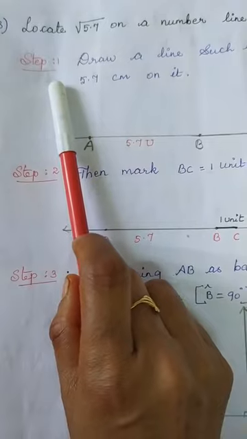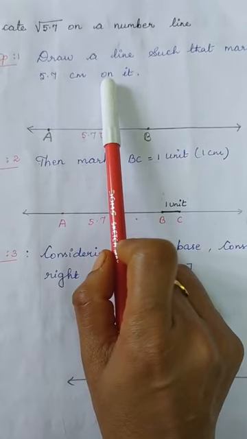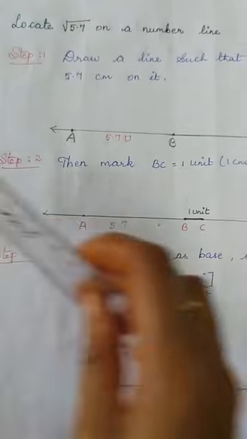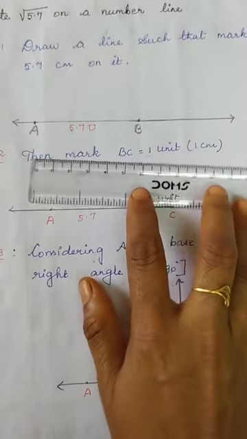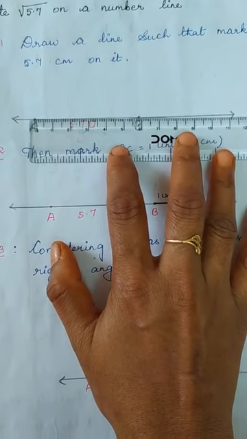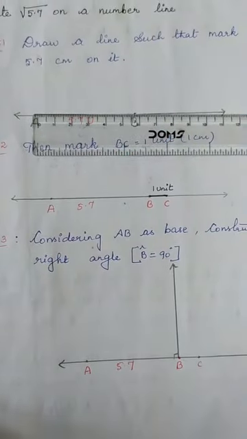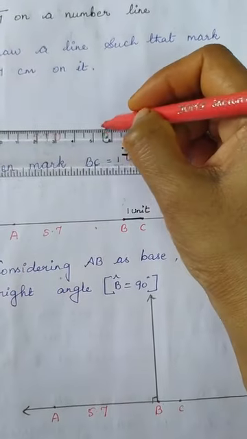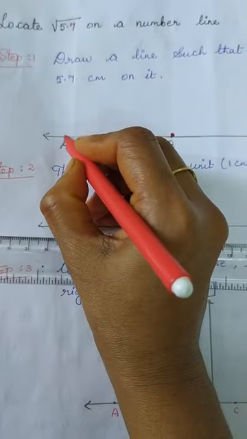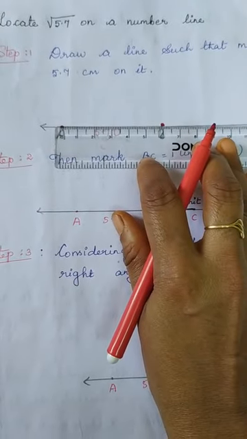Here, children, I have written step 1. Draw a line such that mark 5.7 centimeter on it. See children, you have to draw a line like this and, using the ruler on the line, keep a point here from 0 to 5.7. You have to mark till 5.7. So 5.7 will come here, right? 5.7 is coming here, and from here I kept the point with the ruler.